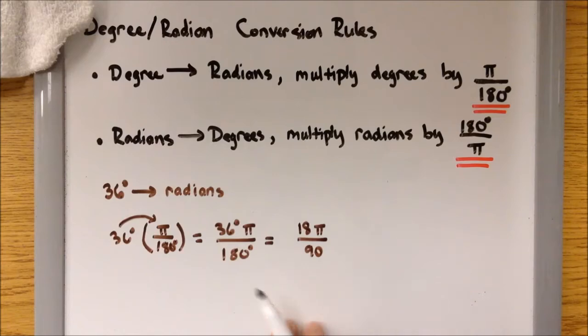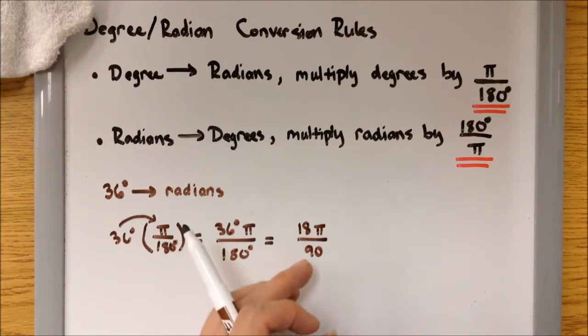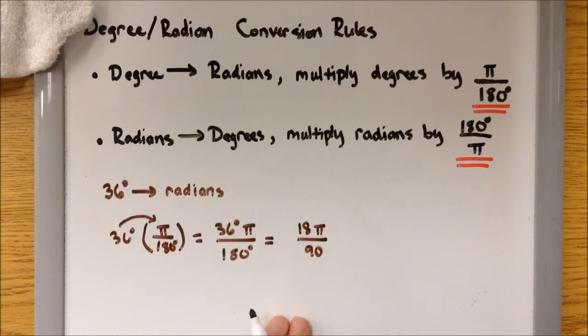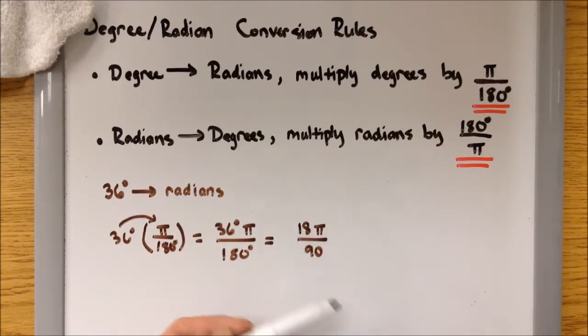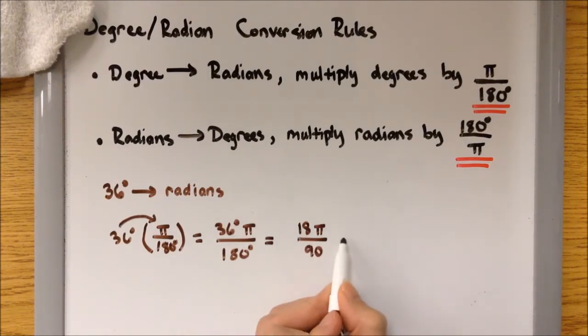So now think about what's common between 18 and 90. Well, here's something I noticed. This 90 has a 9 in it, so 90 for sure can be divided by 9. How about the number in the numerator, 18? Can that be divided by 9? Sure it can. So I'm going to divide the numerator and the denominator by 9.